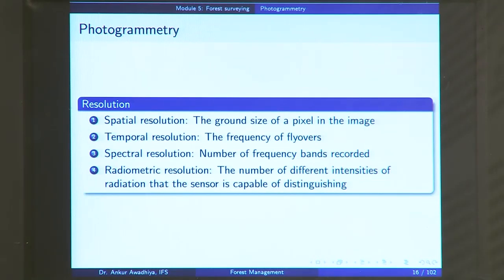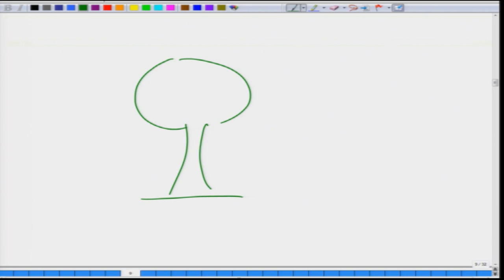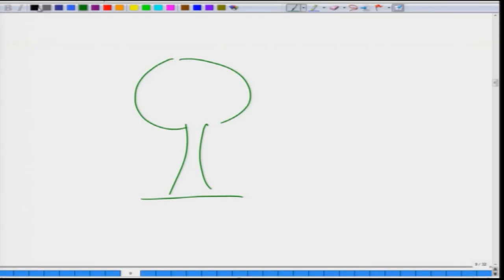Now, the fourth resolution is the radiometric resolution, or the number of different intensities of radiation that the sensor is capable of distinguishing. So, what we are saying here is that you had this tree. Now, suppose you are taking a black and white photograph. When we talk about the radiometric resolution, we are asking whether your image is coming only as black and white or is it also coming as shades of gray. If you have a black and white image only, you will have a picture that looks like this. You have the canopy that is looking black in color, the trunk that is also looking black in color, and everything else is white in the image.